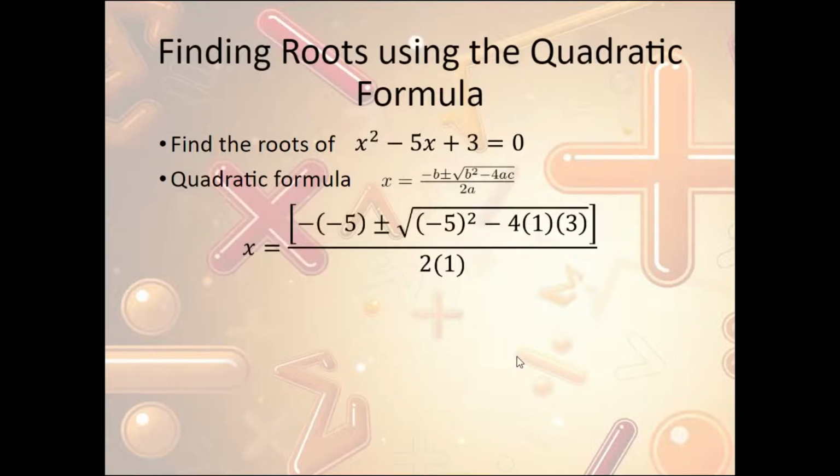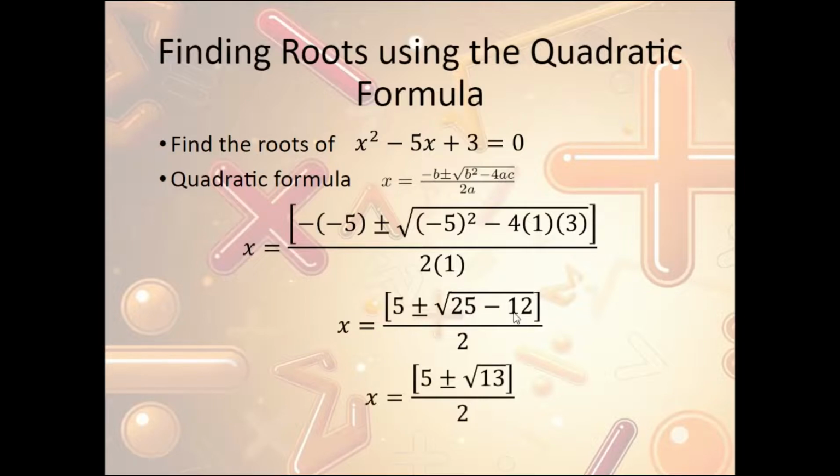Now we can go ahead and start to work the problem. Negative 5 is just positive 5. Negative 5 squared is positive 25. And then negative 4 times 1 is negative 4, times 3 is negative 12. And then 2 times 1 is 2. So we end up with this. Now we just simplify under the radical. So 25 minus 12 is 13. So we get 5 plus or minus the square root of 13 over 2.